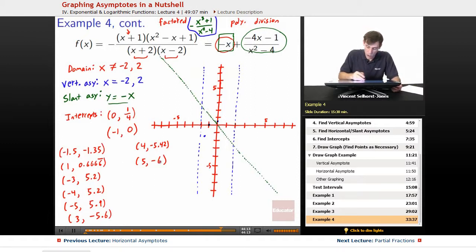So at positive 1, we're at 0.66666, or we are at 2/3 more accurately. We also might want to know where we are at 1.5.